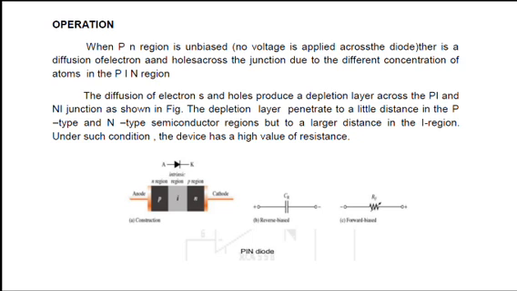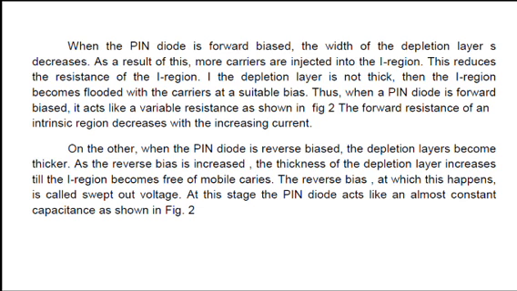And here for the construction, when this p-n junction is unbiased, no voltage is applied, and the diffusion of the electrons and the holes will produce a depletion layer which will penetrate a little distance into the p-type and the n-type semiconductor, but it can be formed with a high level of resistance in the case of a large distance. When you apply forward bias, the width decreases, and in the case of reverse bias, the width becomes much thicker, because the thickness of the depletion layer increases, which allows the mobile carriers to flow rapidly.